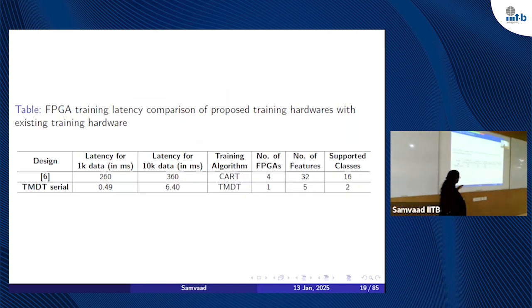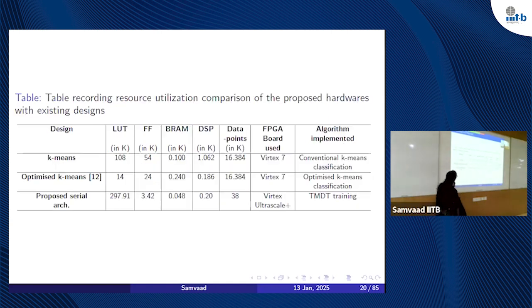At that time, there were not many publications to compare to, so I compared with the Chrysos one. I got less latency for all the datasets, and the number of FPGAs was also reduced, although I used a smaller number of features. That will increase the resources somewhat, but latency will be the same. And I could support 2 classes, while this proposed one could support 16 classes.